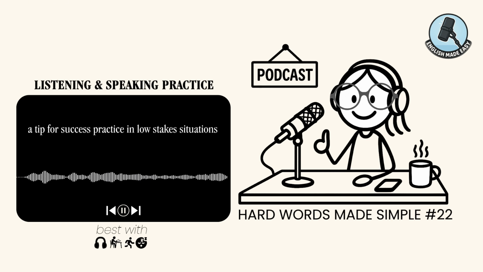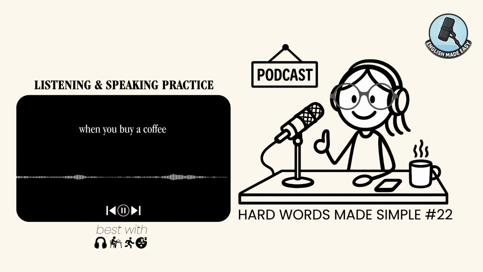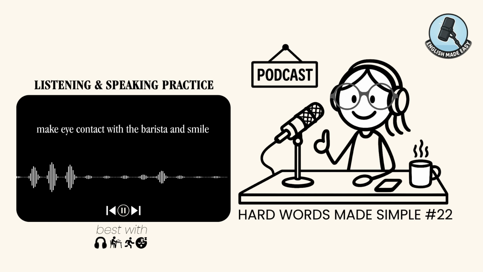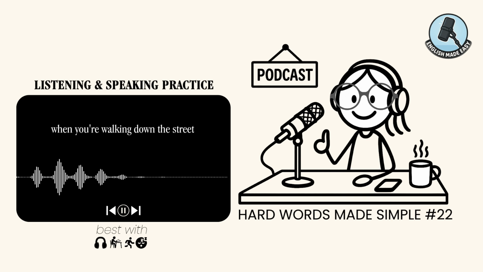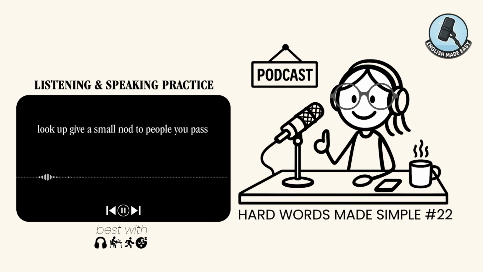A tip for success: practice in low-stakes situations. When you buy a coffee, make eye contact with the barista and smile. When you're walking down the street, instead of looking at the ground, look up. Give a small nod to people you pass. Think of these as small exercises to build your approachable muscle.